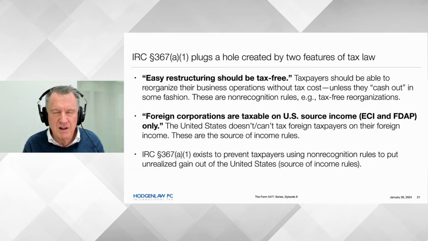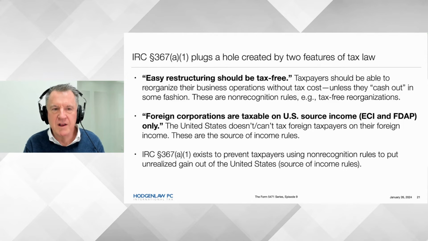Makes sense, and said, look, taxpayers should be able to organize and reorganize their business operations without any tax toll charge, unless, of course, they're cashing out and converting stock into money or something like that, in which case they pay. But as long as there's no cashing out, generally speaking, it's going to be a non-recognition event, and as long as you do the paperwork, all is well. So that's the first thing. Make it easy for taxpayers to be efficient.